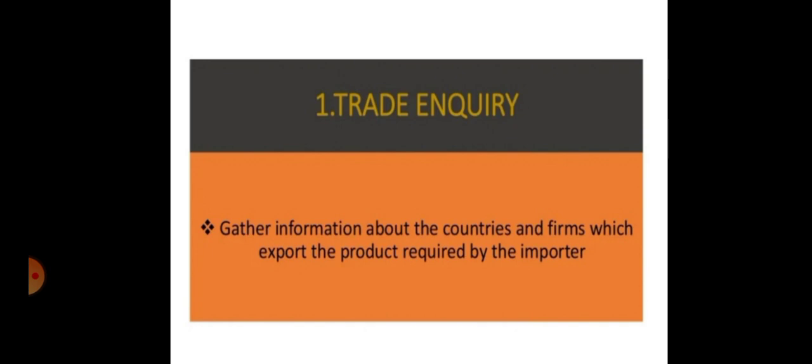Now we have the import trade procedure. There are many steps in the import trade procedure. So here we go. The first step is trade inquiry. The person who wants to import the goods will make a trade inquiry. He will gather information about the countries and firms which export the product required by the importer. He will make this inquiry with the help of various agents or other importers.